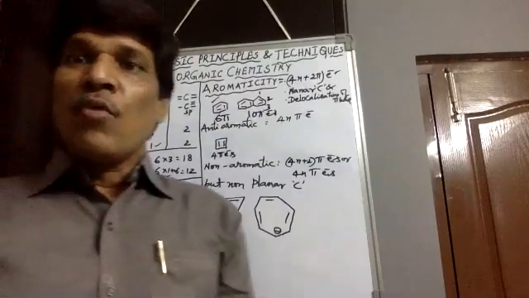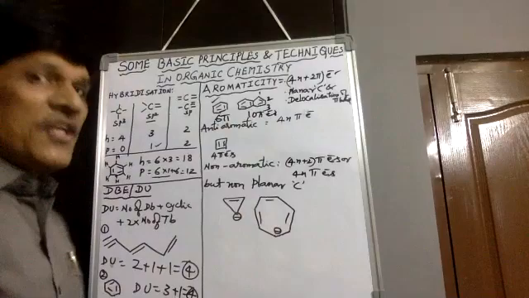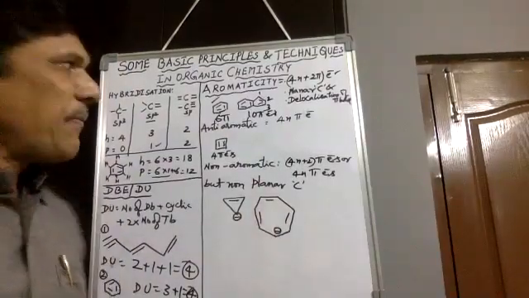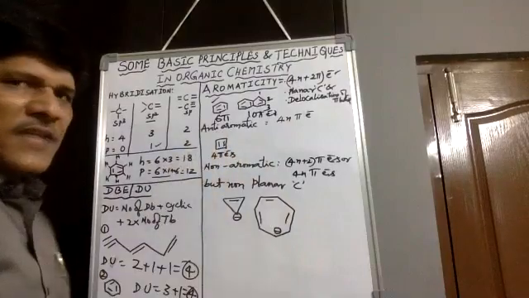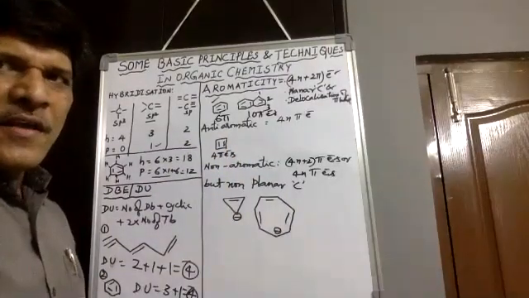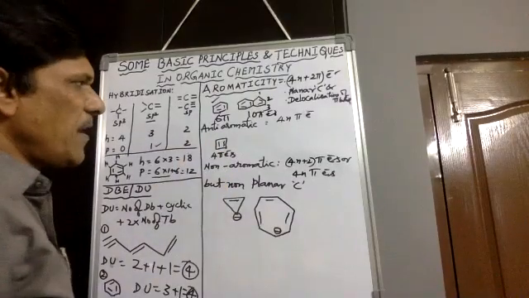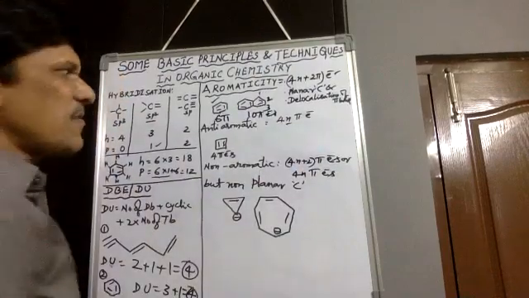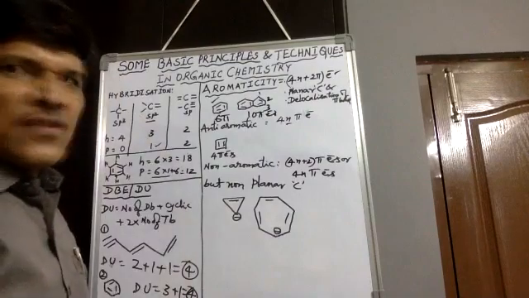Aromaticity shows more stability of an organic compound. Then anti-aromatic has the least stability, based on the number of pi electrons. Suppose we take a 4 pi electron system, that is cyclobutadiene. 2 pi bonds are there, that is equal to 4 pi electrons. 4 pi electrons satisfy 4n with n equal to 1, so anti-aromatic. Anti-aromatic shows more reactivity or least stability.